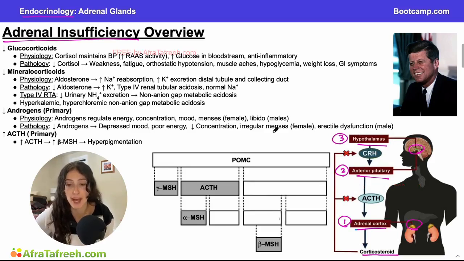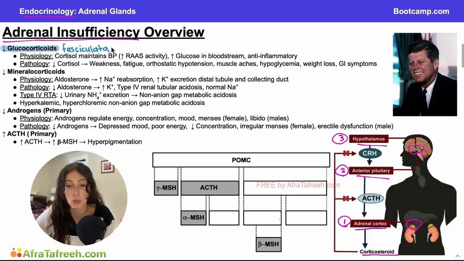But what happens when we have adrenal insufficiency? When we have adrenal insufficiency, we are going to see a decrease in all the different hormones that our adrenal cortex is responsible for making. And those are going to be our glucocorticoids, our mineralocorticoids, and our androgens. First, we'll talk about our glucocorticoids.